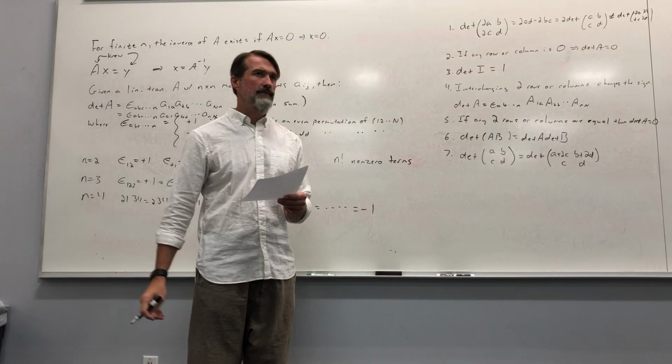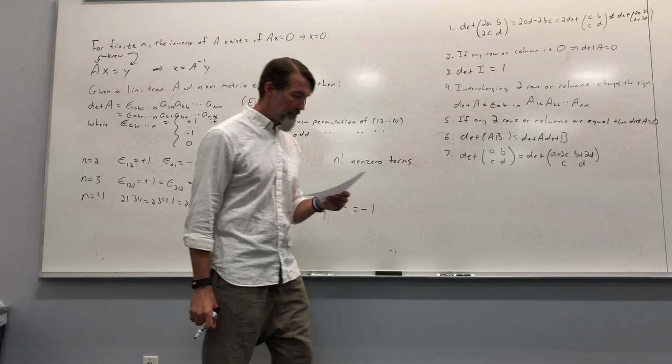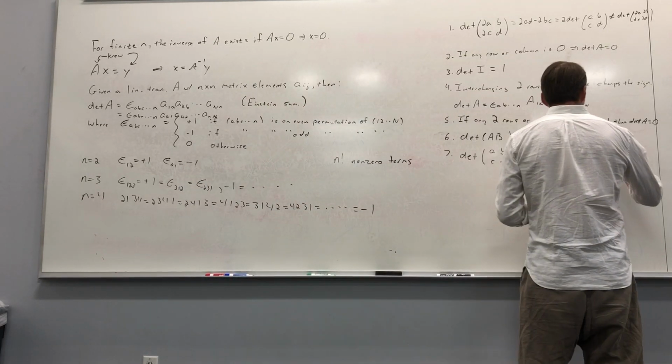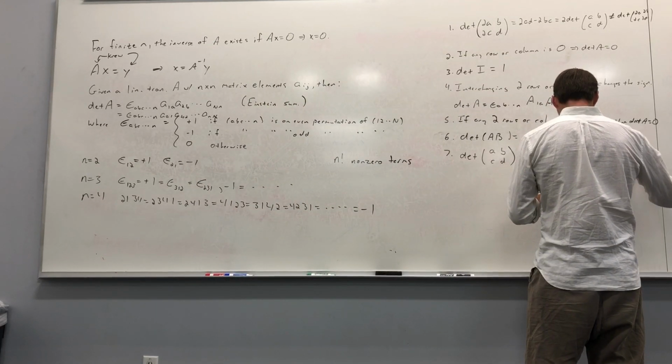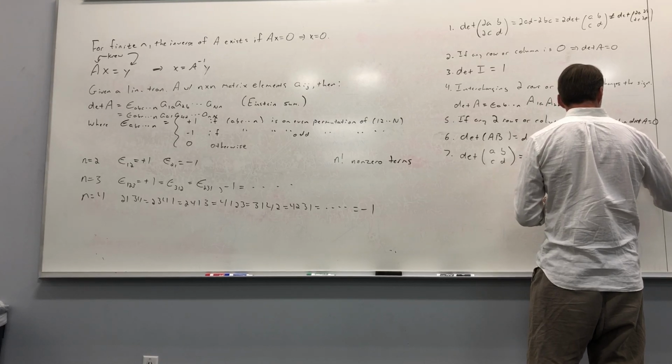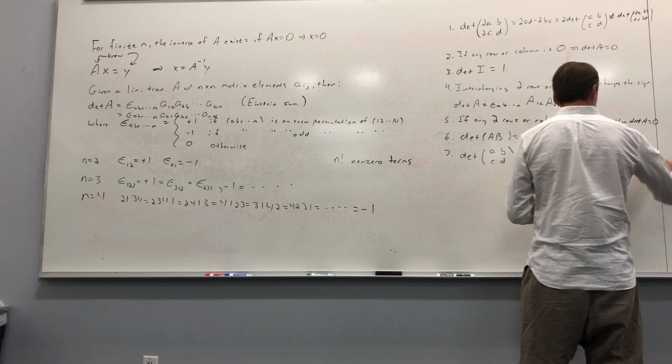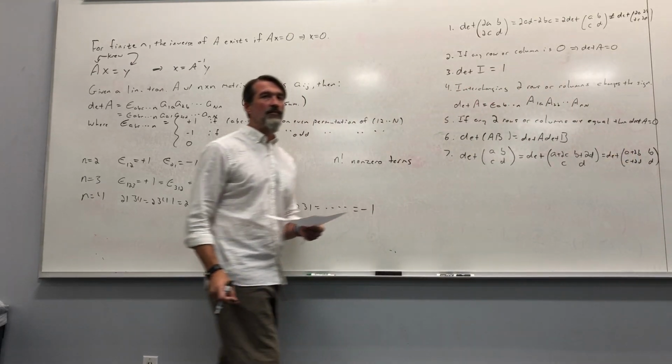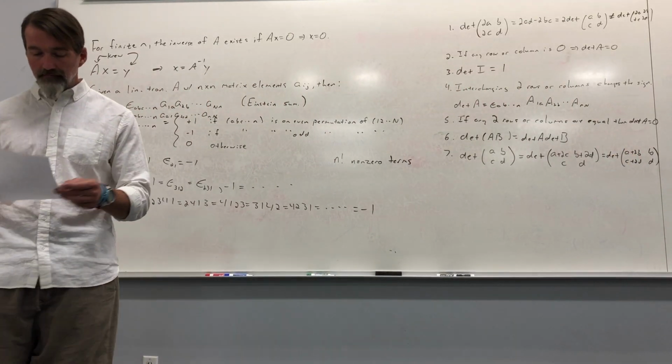Everybody see what I did? Okay. Of course, I could also do columns. A plus 2B, C plus 2D, BD. All these are going to have the exact same determinants. This will be a useful tool later on.